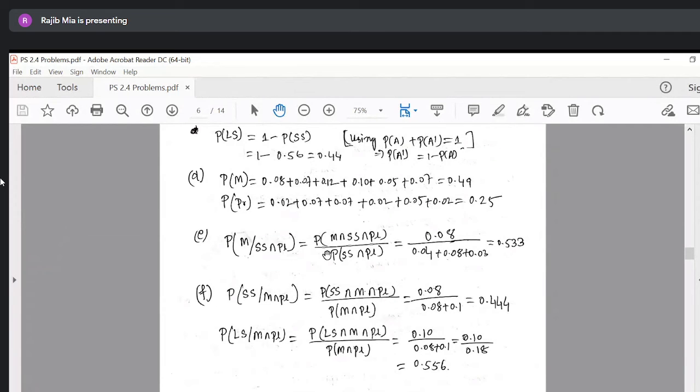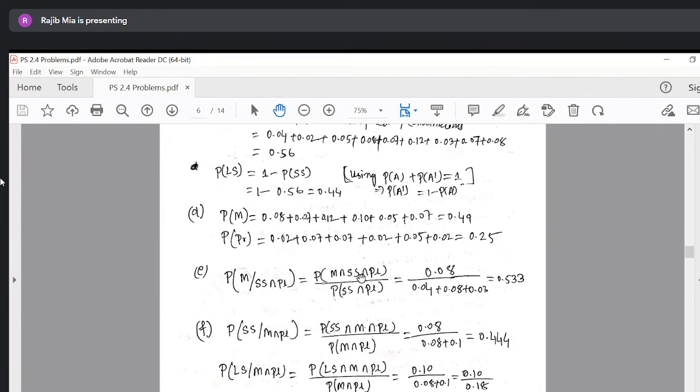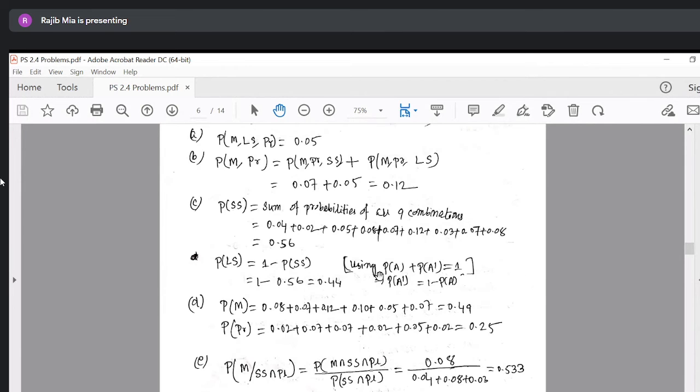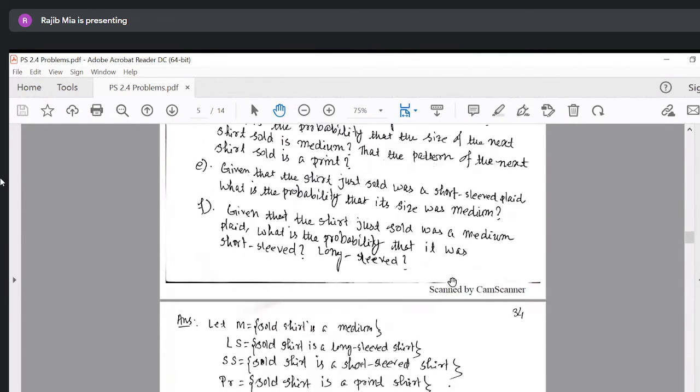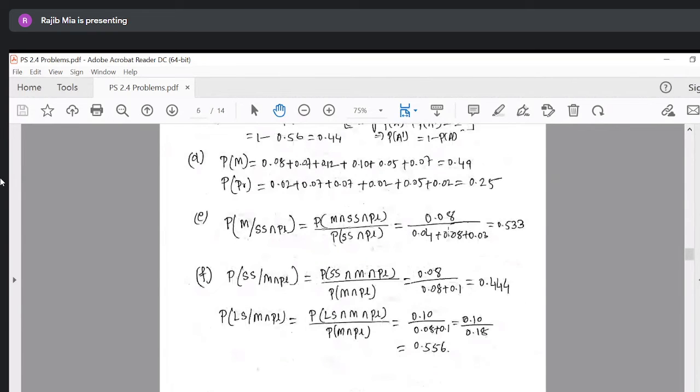So this is probability of M intersection SS intersection PL divided by probability of SS intersection PL. So M intersection SS intersection PL, you have to find this. M means medium, SS means short sleeve, and PL means plaid. So medium, short sleeve, and plaid. See the short sleeve table, this first table. Medium and plaid probability is 0.08.